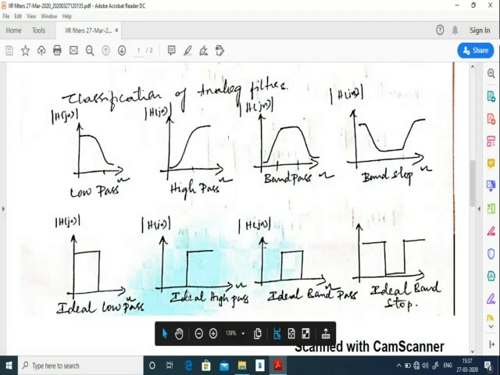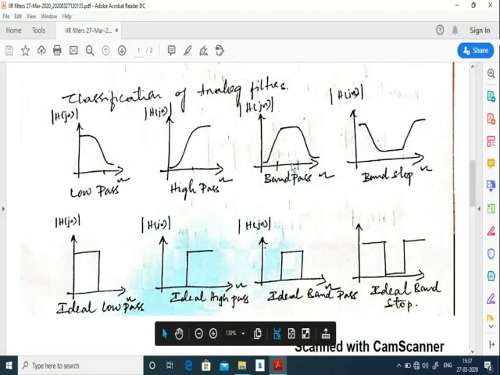So this is the cutoff limit. It will attenuate all the frequencies from here till here, and it will pass all the signals having frequency above this particular limit. That is what we mean by high pass filter.